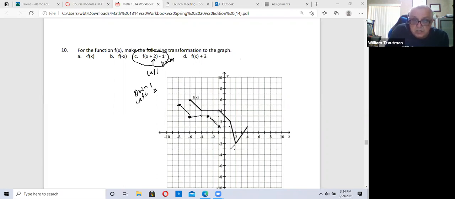This dot, down 1 to the left 2. Down, yeah, we did that. Down 1 to the left 2. And that's what the new graph would look like. Each dot, each part that you could label has to go down 1 and to the left 2.